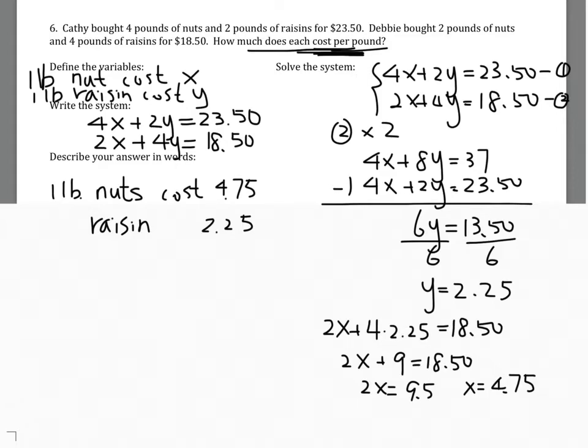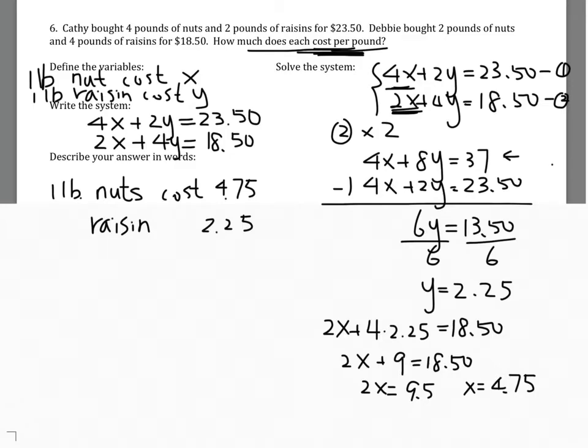Then I put the two equations side by side. 4x plus 2y equals $23.50. I name it as equation number 1. 2x plus 4y equals $18.50. I name it as equation number 2. So how do I eliminate the variable x? So this time 4 and 2. The least common multiple is 4. So all I have to do is multiply the second equation by 2. And that's what I did. So I have 4x plus 8y equals 37.